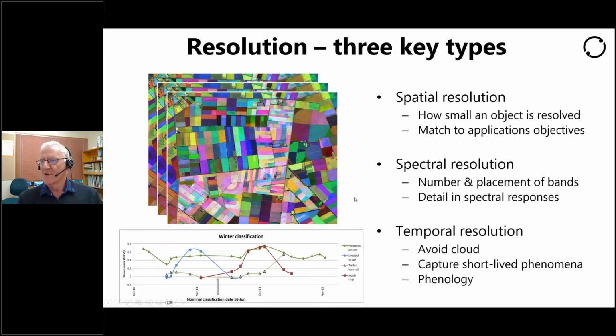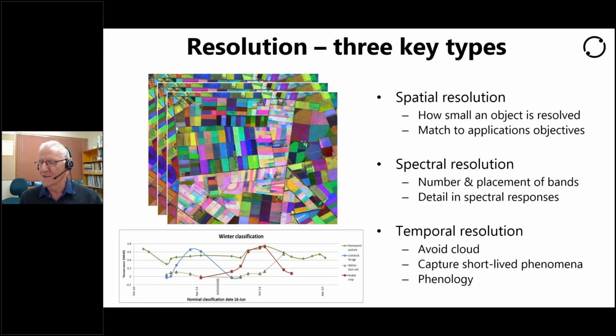The third type of resolution I want to emphasize is temporal resolution. And this is how many times you can revisit a point on the ground using the same satellite or perhaps a series of satellites with very similar characteristics. So high temporal resolution gives you the ability, obviously, to help avoid clouds if you're talking about optical imagery, but it also captures short-lived phenomena such as a flooding event or maybe an oil spill event.